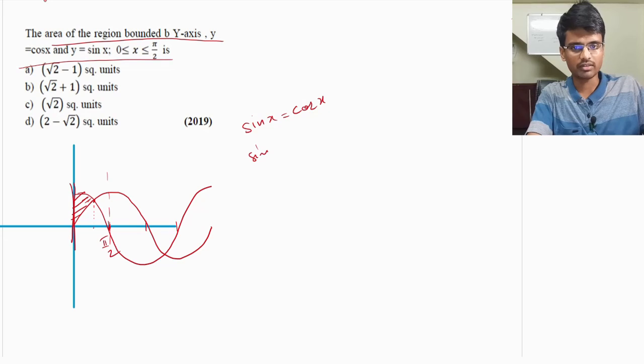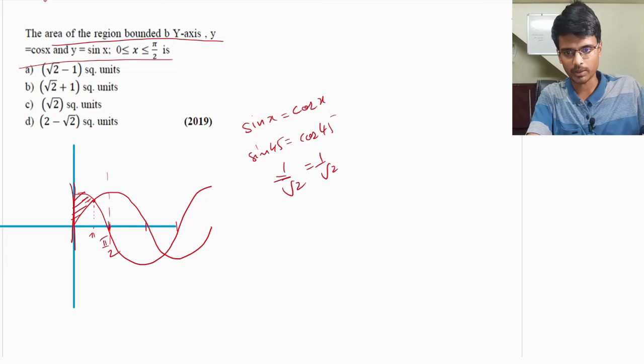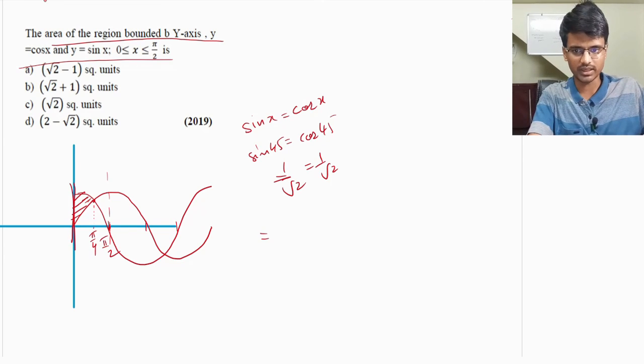Sine of 45 is equal to cos of 45. Everyone agrees? It is 1 by root 2, right? So I can guess that this point is nothing but pi by 4, 45 degrees. So now the things become very easy. All that I have to do is, this graph is above, so cos x minus sin x. The sin x graph is below, right? So the limits are 0 to pi by 4.